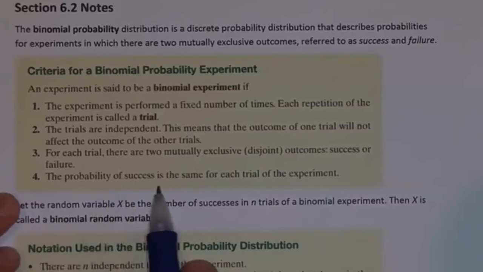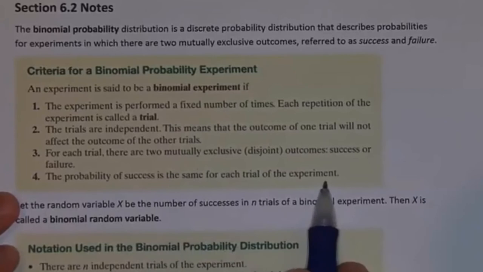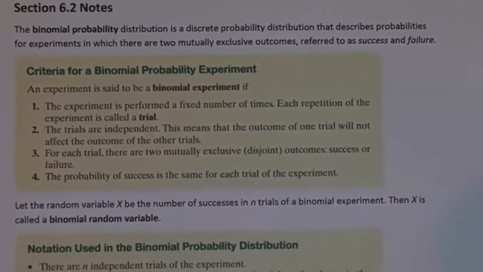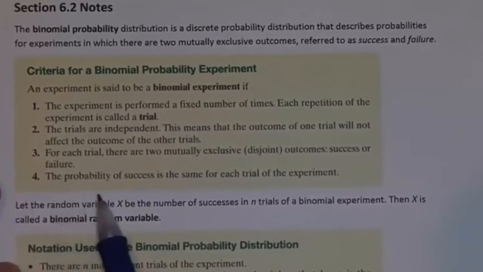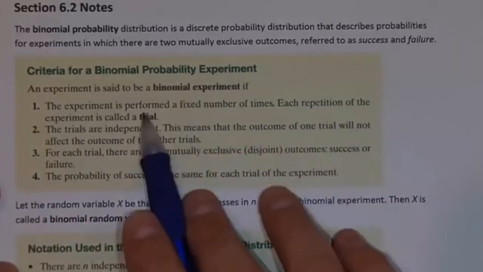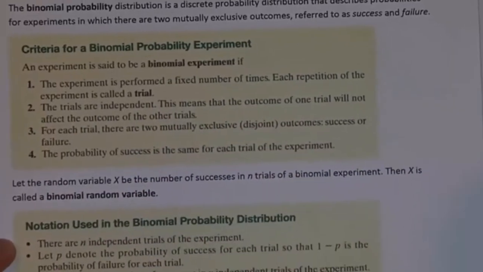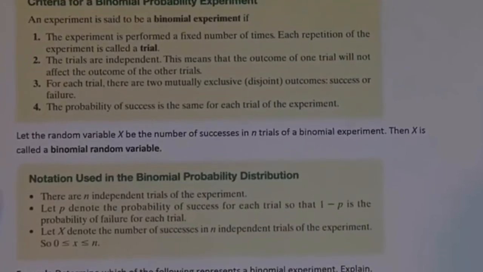The probability of success has to be the same for each trial of the experiment. So shooting the shots again, the probability of making the first shot has to be the same as the probability of making the second shot, has to be the same as the probability of making the third shot. It can't change each time. Or like flipping a coin. If I flip a coin, each time it's going to have the same probability of landing on heads or tails. The probability doesn't change between flips. So our discrete probability distribution has to meet these conditions in order to be a binomial experiment.